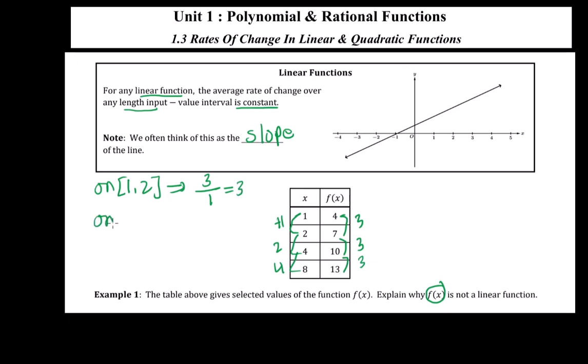Now the interval from 2 to 4, the difference of y will also be 3, but the difference of x is 2, so that will be 3 over 2. As you can see, these two slopes are not the same. Let's test the last one. On 4 to 8 it will be 3 divided by 4. Because the slopes are not the same, not a constant, that's the reason this table is not a linear function.